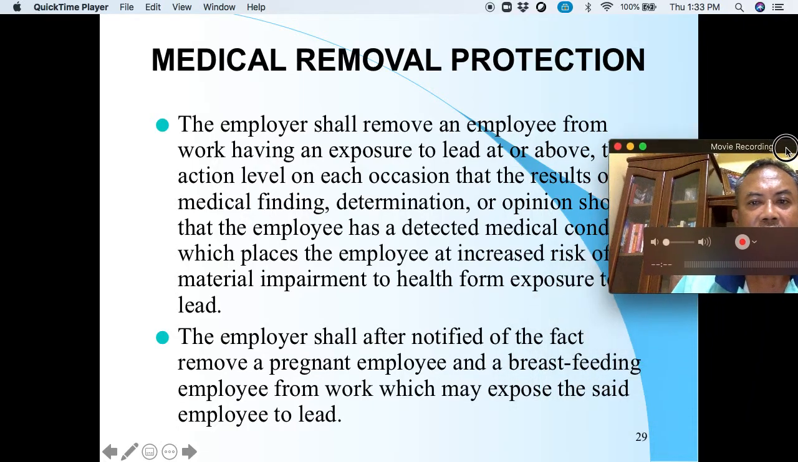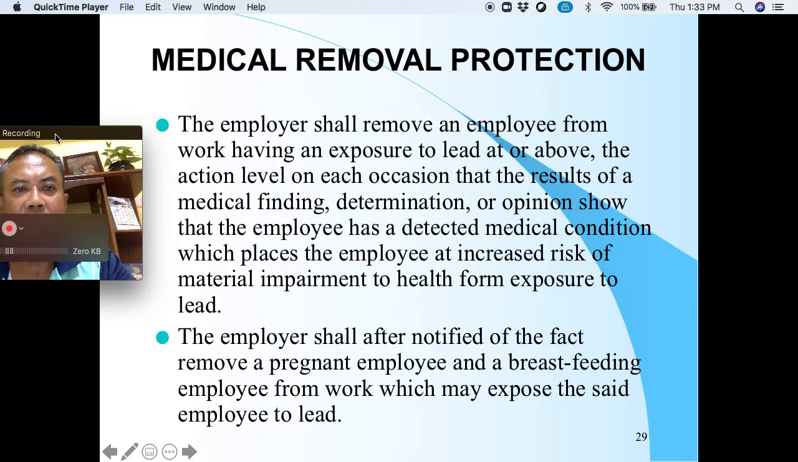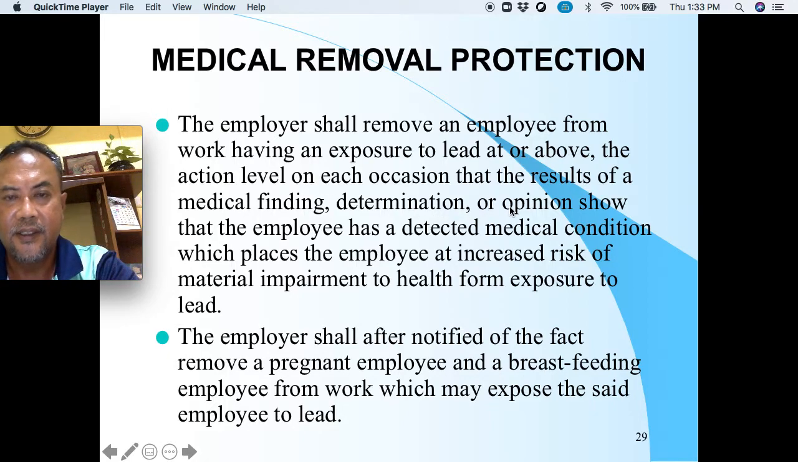Then the employer shall remove an employee from work having an exposure to lead at or above the action level on each occasion that the result of a medical finding, determination or opinion show that the employee has a detected medical condition which places the employee at increased risk of material impairment to health from exposure to lead. So kalau pandangan doktor bahawa dia ada risiko, dia pun kena remove.